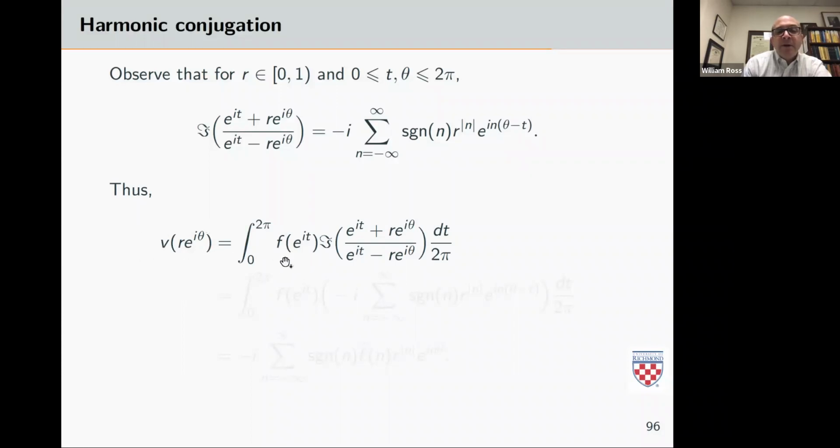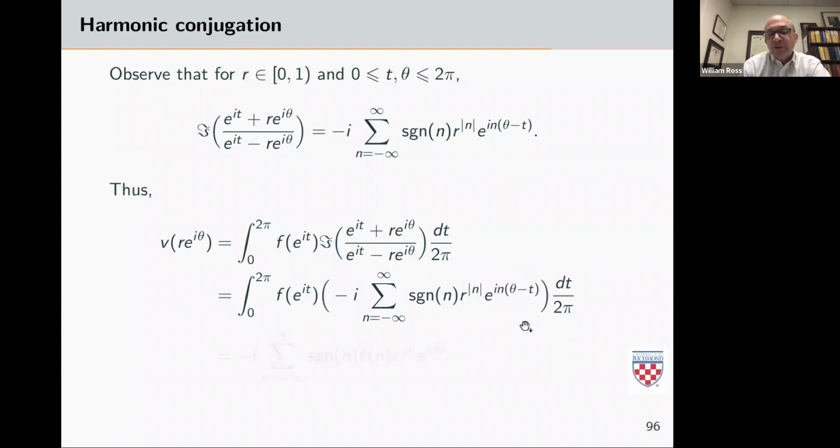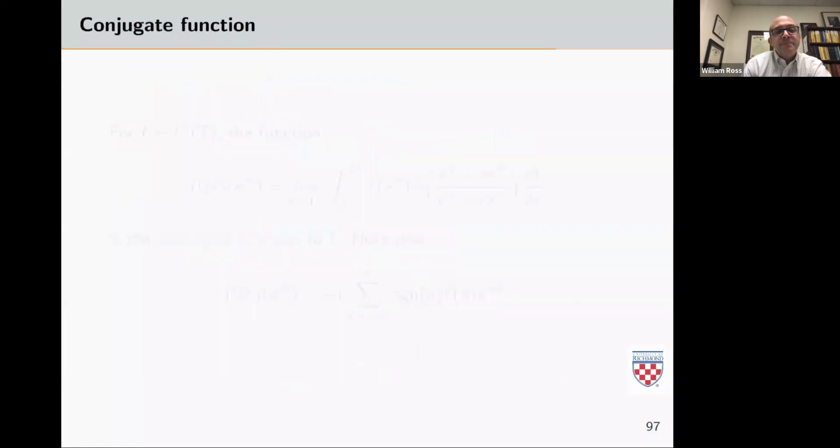So remember f is in L2. Replace this imaginary part with this series. There's enough uniform convergence going around. And notice, as before, I'm going to be integrating f against e^{-int} at some point, and that's going to give me the Fourier coefficients. So you can see the relationship between those two things.